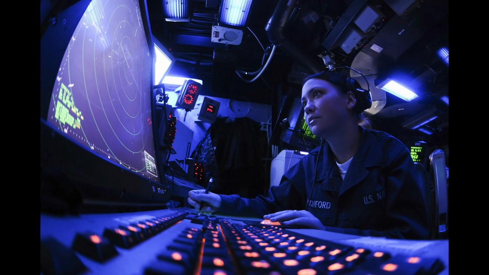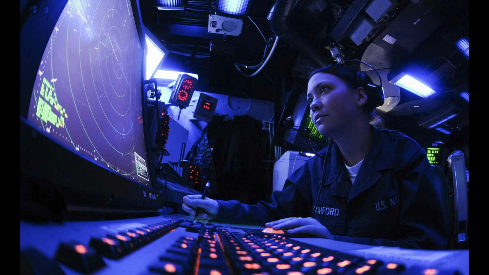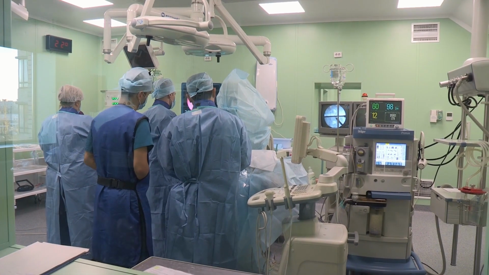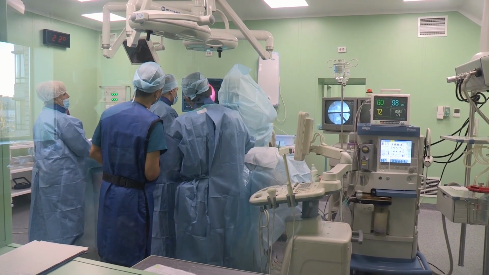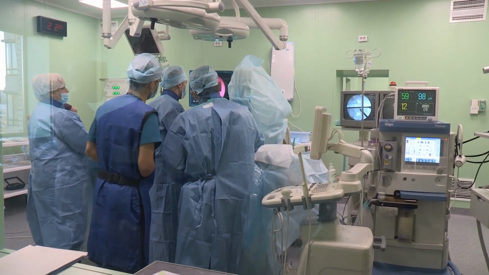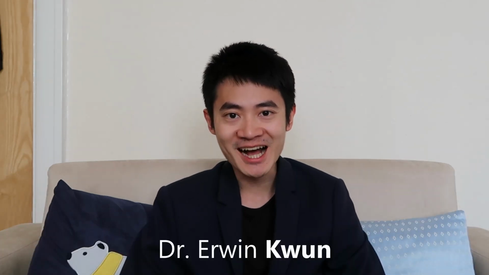SBAR was originally developed by the United States military in nuclear submarines to ensure effective communication. Breakdown in communication is a common cause of errors, mistakes, and complaints. The SBAR tool has been introduced in healthcare settings to improve communication, to make sure that communication is standardized, effective, and clear.